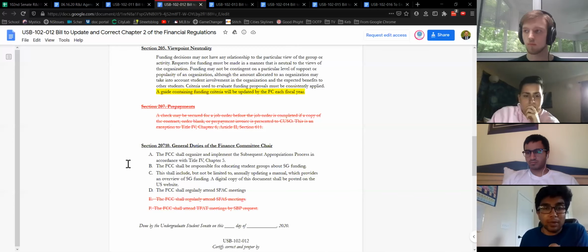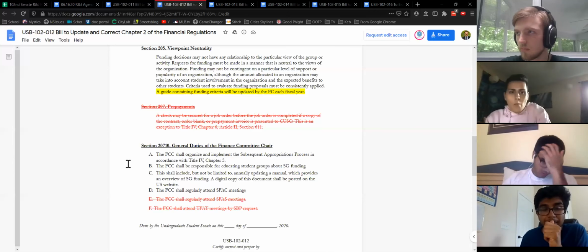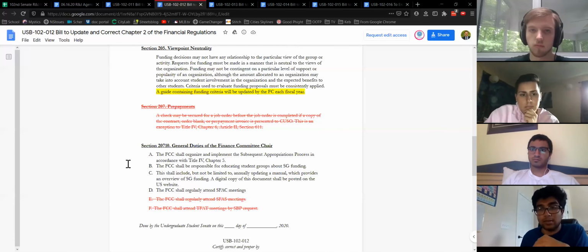Prepayments, we got rid of that because the university doesn't allow that anymore. Scroll down. Yeah, and then the FCC is sitting on SFAS, TFAT. The finance committee chair can no longer sit on those. They're just not on those committees, and so that's outdated.